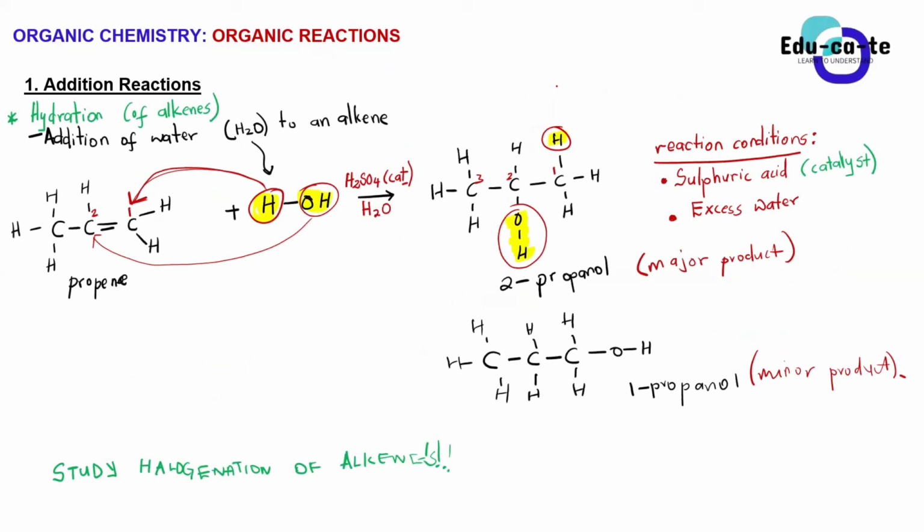So you can add water in the presence of sulfuric acid as a catalyst, because remember we said that we need a catalyst. And the other condition that we forgot to mention is heat. Usually we need this heat in the form of steam for us to be able to add water, which is known as hydration.